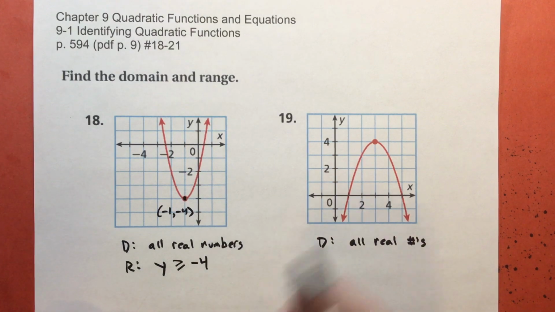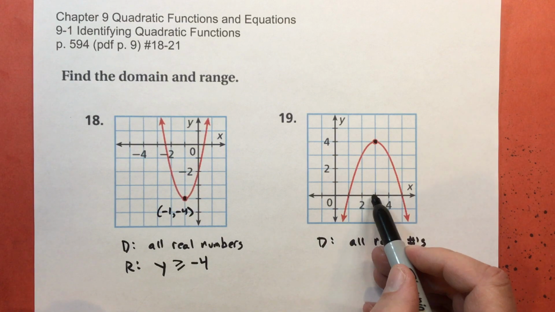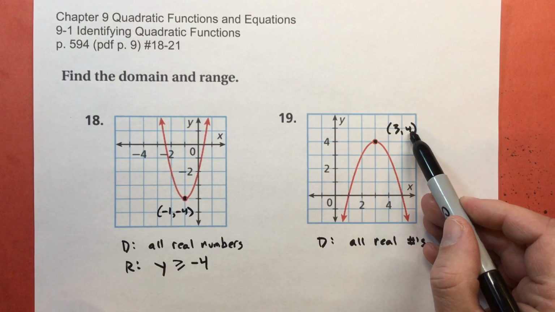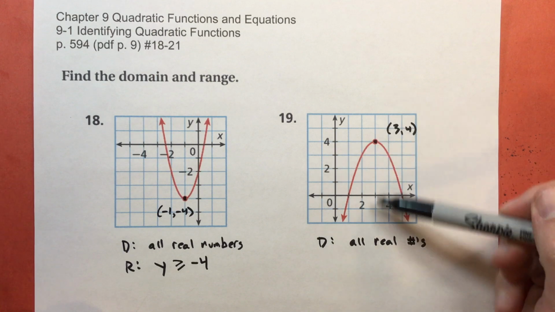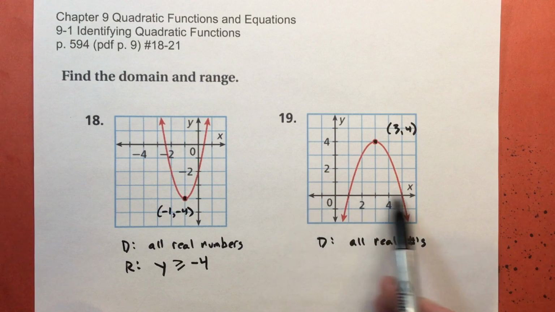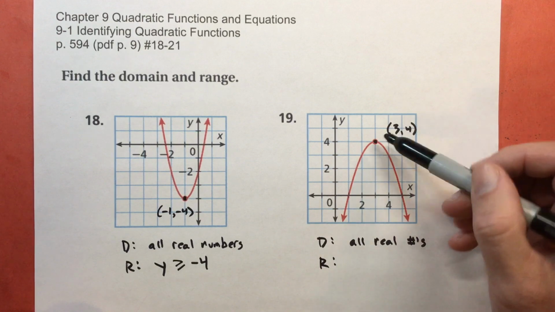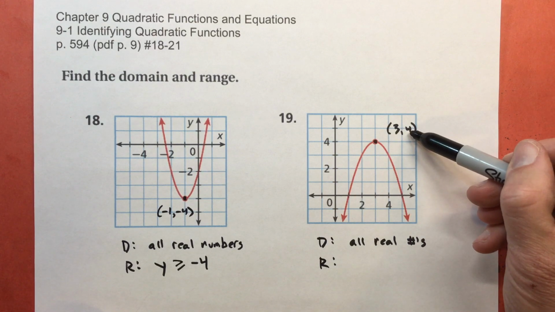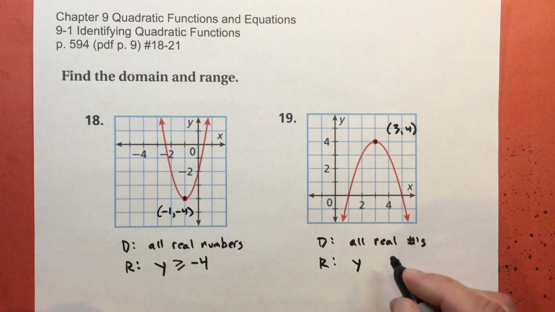For problem 19, we'll do them at the same time so you can compare. Here's my vertex. My vertex is at y equals 4. So I'm just looking at that 4. On the graph where it's drawn in red, remember, I'm just going up and down. We already talked about going left to right with the domain. That's the x. I'm going up and down with the y. Does the graph go above 4 or does it always go below 4? So the y values are all going to be less than or equal to 4.